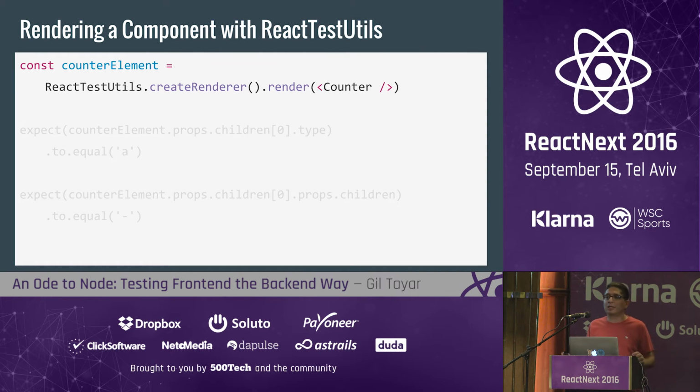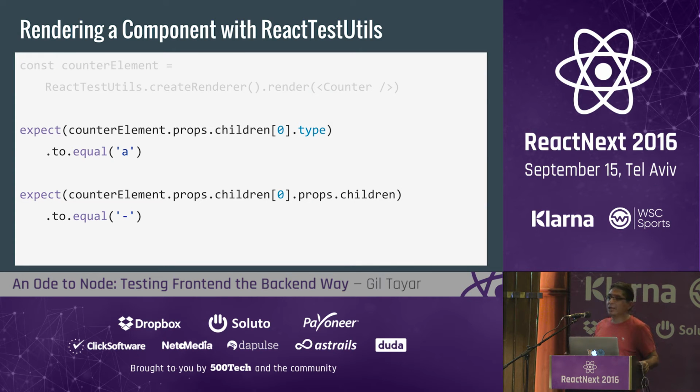What does rendering a component mean with ReactTestUtils? What we get back is not the HTML element, it's the React element. A React element is basically a JavaScript object which defines the HTML elements of that component. How do we test that? This is it. Counter element is the React element, and it's just a JavaScript object.